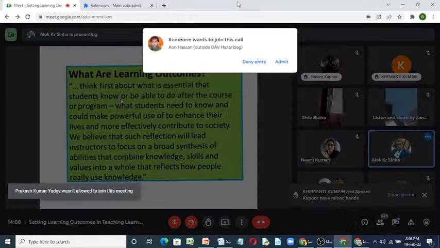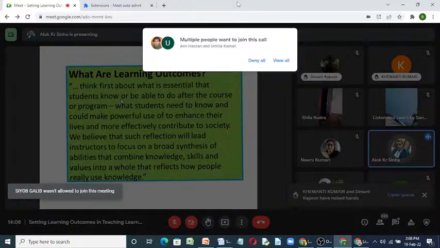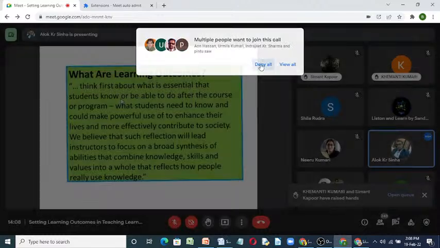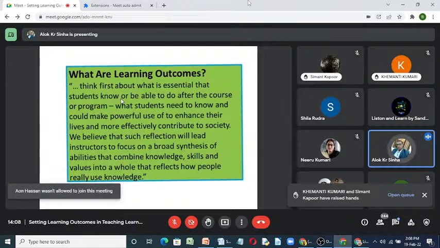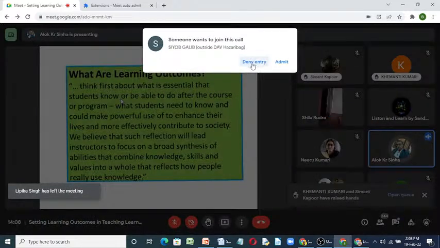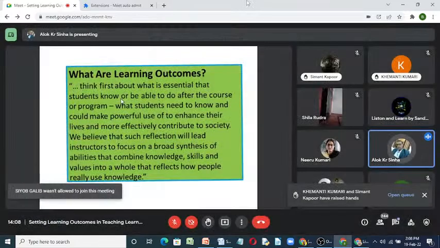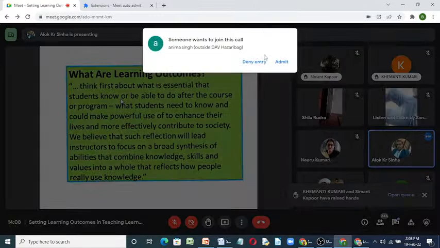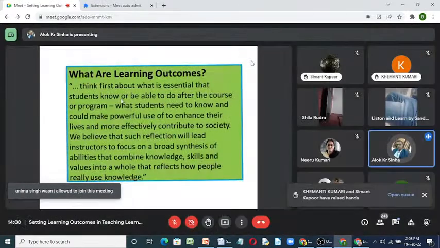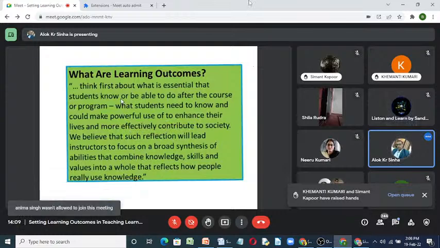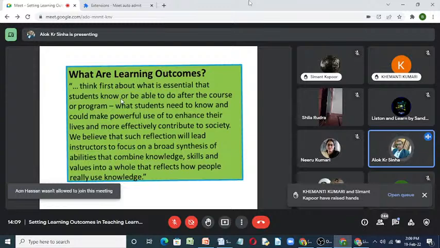So now we entered the topic learning outcomes. What are learning outcomes in detail? Think first about what is essential that students know or be able to do after the course or program, what students need to know and could make powerful use of to enhance their lives and more effectively contribute to society. We believe that such reflections will lead instructors to focus on a broad synthesis of abilities that combine knowledge, skills, and values into a whole that reflects how people really use knowledge.